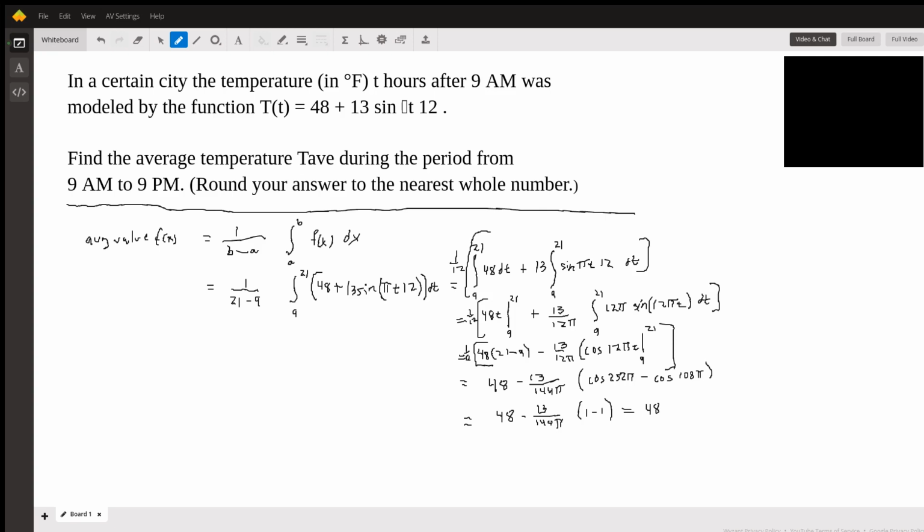So the key to the problem is just understanding what the mean value theorem says. I wrote average value because the wording of the problem is in terms of average value. And this, of course, we need degrees Fahrenheit here for our units. And that's about it.